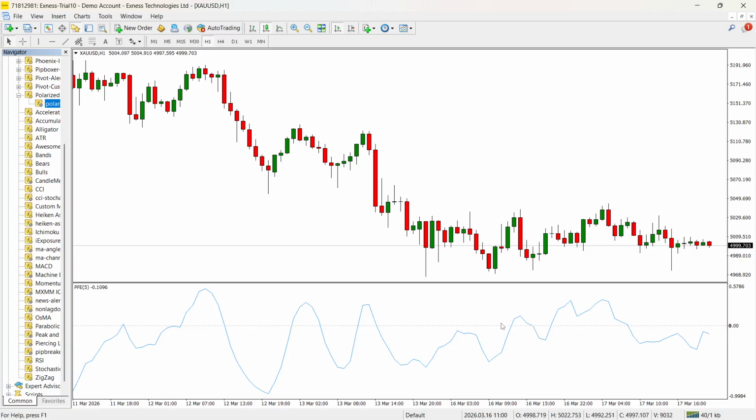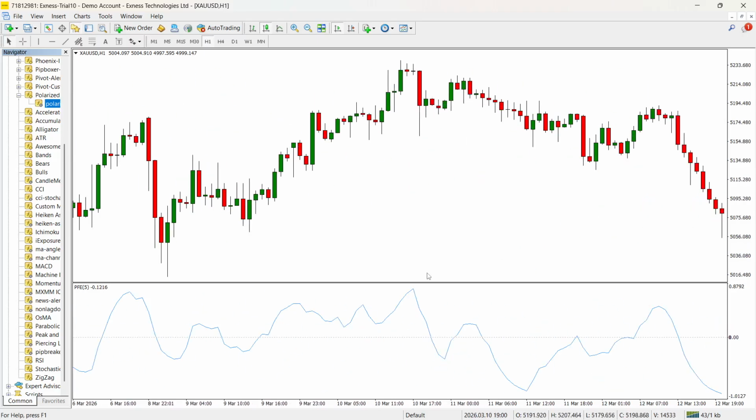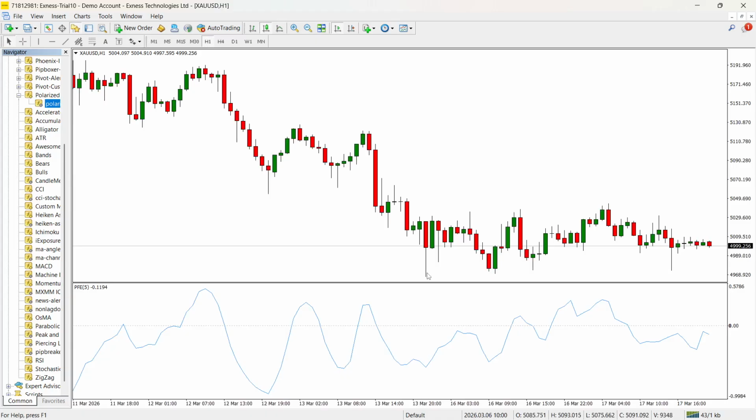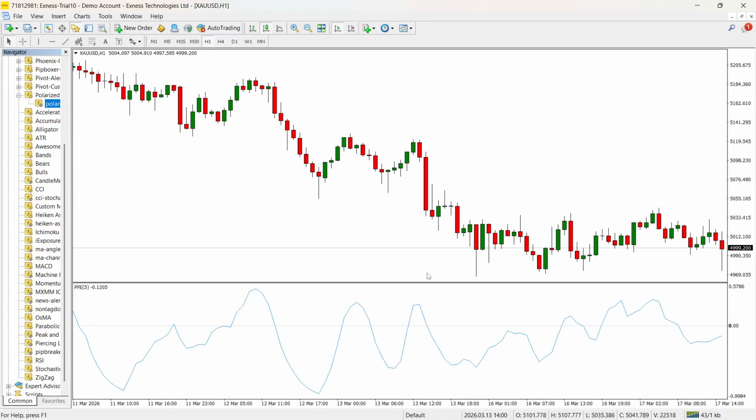When the PFE is well above zero, it implies price is moving very efficiently in the upward direction. When it is well below, it implies highly efficient downward movement, suggesting a strong downtrend. Readings near zero imply price is not moving efficiently, making back and forth movements typical of a ranging or choppy market.